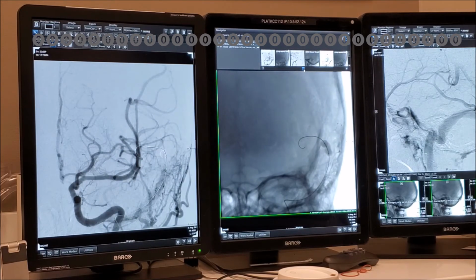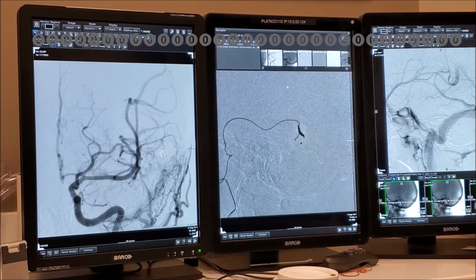I have a feeling you're going to have to take the sinus. So that was the initial Onyx, which was a little bit disappointing. Like I say, the tantalum sort of clumped, and then we couldn't push it anymore. What did you use? Did you use the 18? Yeah, Onyx 18.